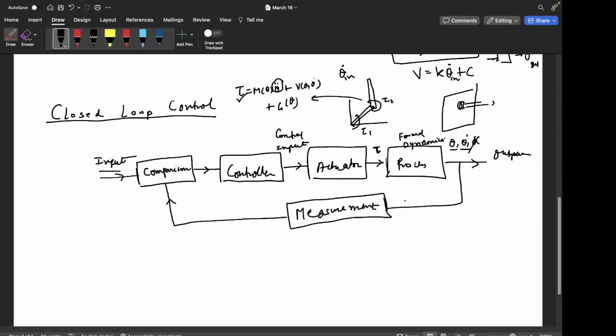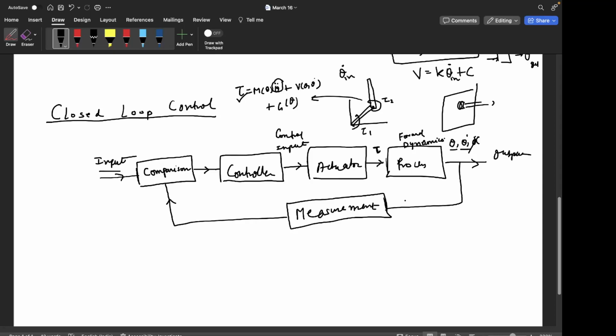Okay, I wanted to reach 15 degrees, I reached 14.95 degrees, and I measure that, and accordingly I will maybe increase my torque by some amount, so that I reach as close as possible to 15 degrees, right? So the forward dynamics part is happening inside the process block here. Is it clear?